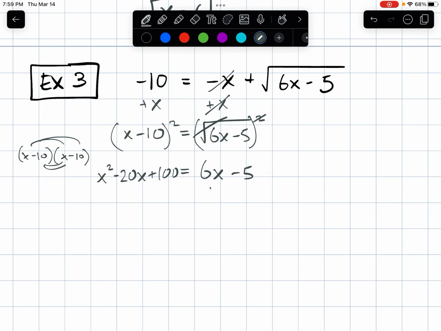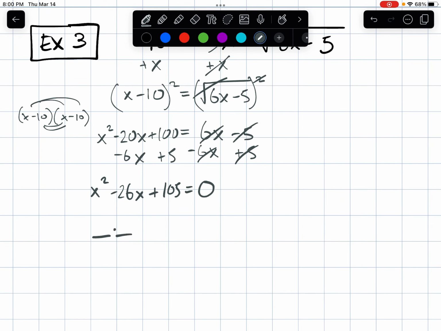I'm going to move the 6x over to the left by subtracting 6x. And then I'm going to try to add the 5 to the left side. So we see that the 5's cancel and the 6's cancel, leaving me with nothing on the right side. And then on the left, we have x squared minus 26x plus 105. So we're going to try to factor this.